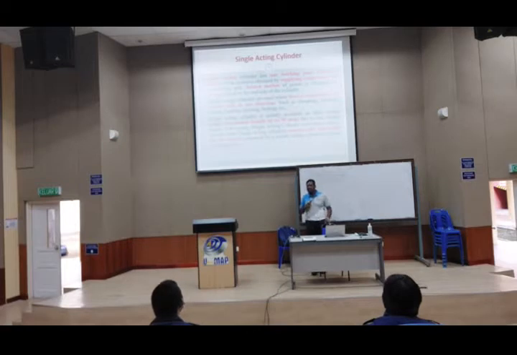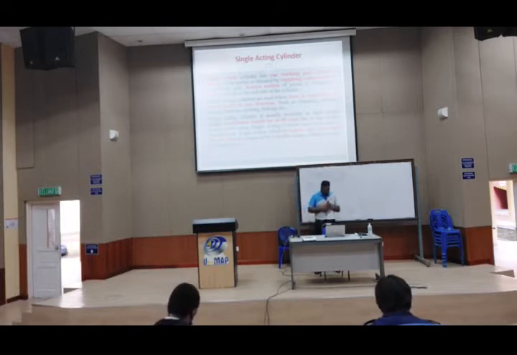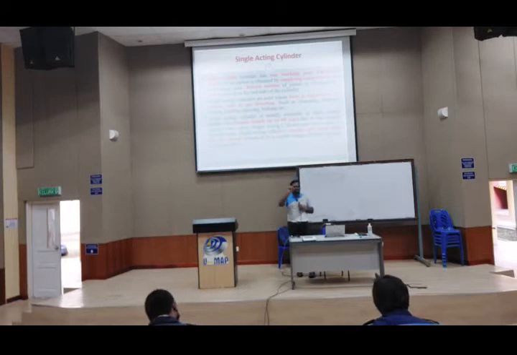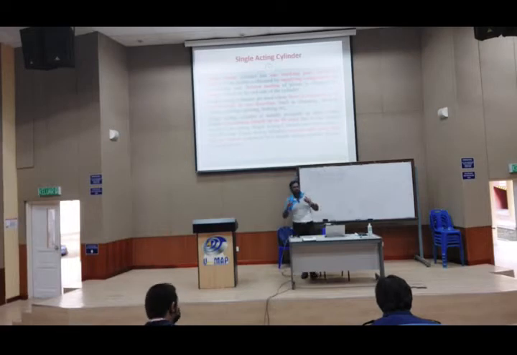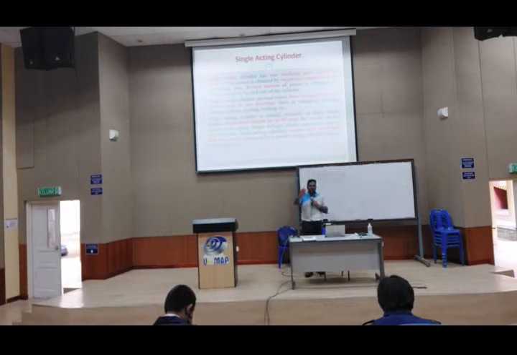Okay, let's look at the single acting cylinder first. A single acting cylinder has one working port. It means the compressed air only enters through one place; it doesn't have two. Those who did the lab yesterday saw that you had to give connections to two sides of your cylinder. That is a double acting cylinder. If your cylinder has two ports, it is a double acting cylinder. A single acting cylinder only has one port, so it's only for movement forward or backward, not the dual push and pull type.